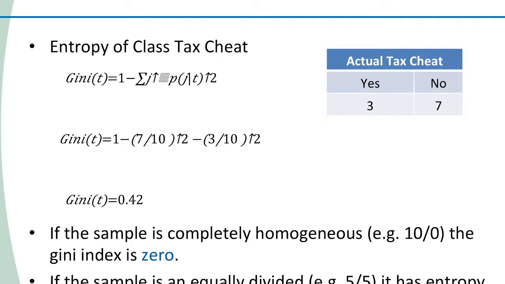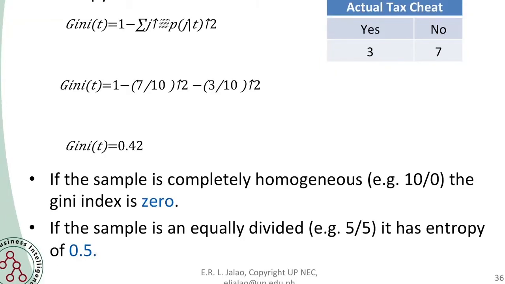Now, if the sample is completely homogeneous, it means that all of the values are either yes or no, which is 10, 0. The Gini index is 0. If the sample is equally divided, it has entropy of 0.5.